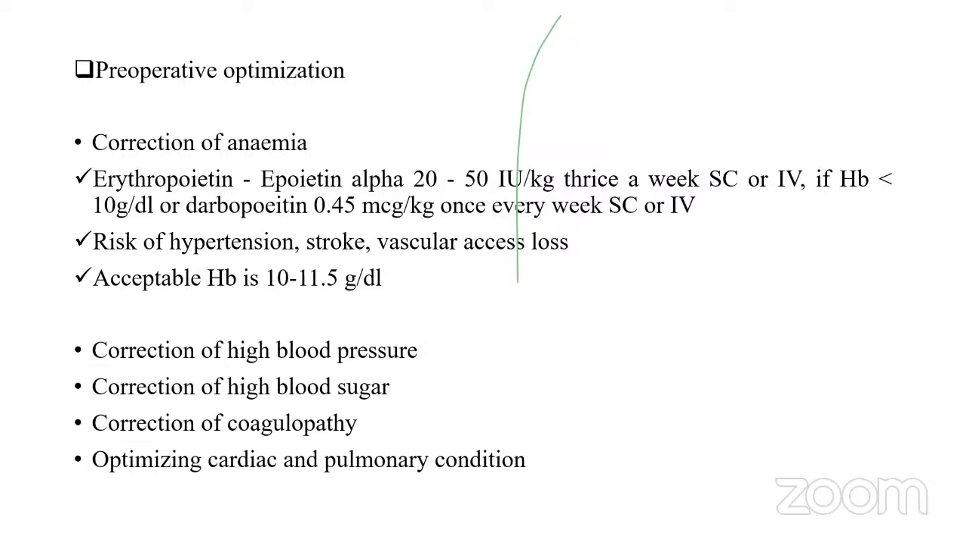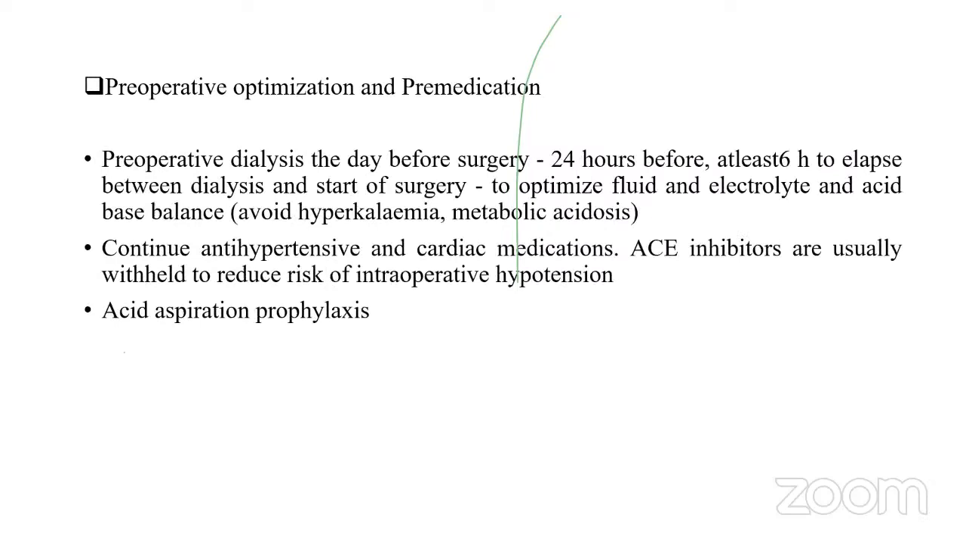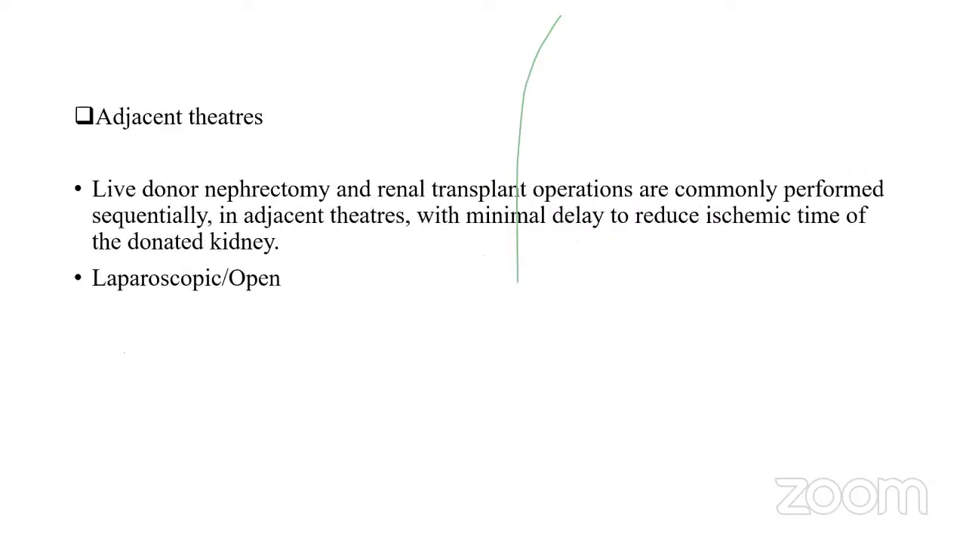We should correct the high blood pressure and high blood sugar, coagulopathy, and optimize the cardiac and pulmonary conditions. Preoperative optimization and premedication. Preoperative dialysis the day before surgery, 24 hours before, with at least 6 hours to elapse between dialysis and start of surgery to optimize fluid, electrolyte, and acid-base balance. Continue antihypertensive and cardiac medication. ACE inhibitors are usually withheld to reduce risk of intraoperative hypotension. Acid aspiration prophylaxis should be given.